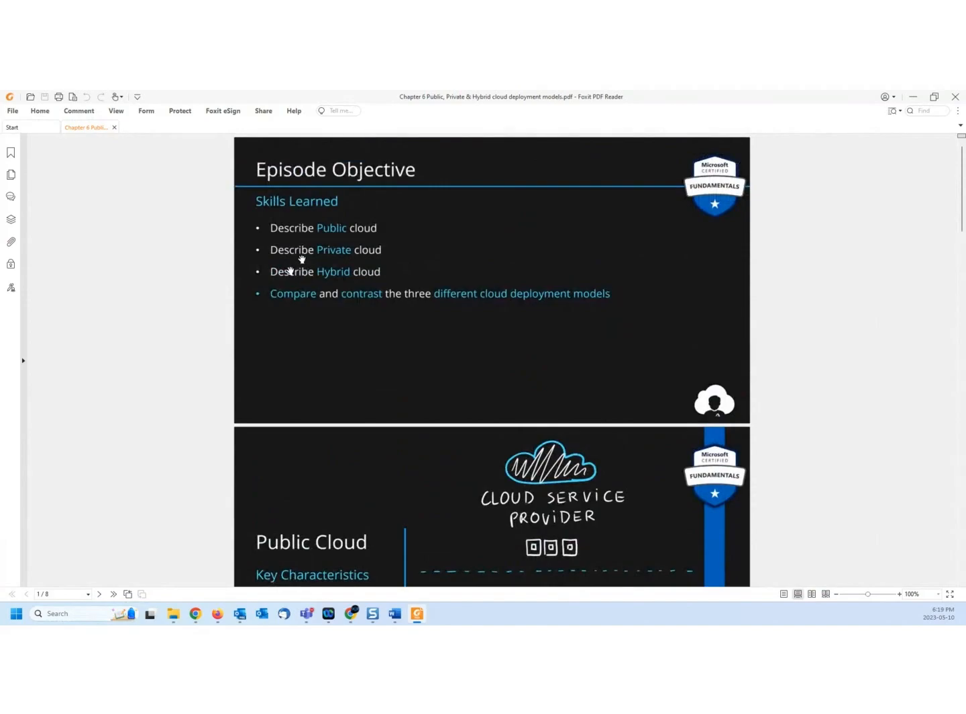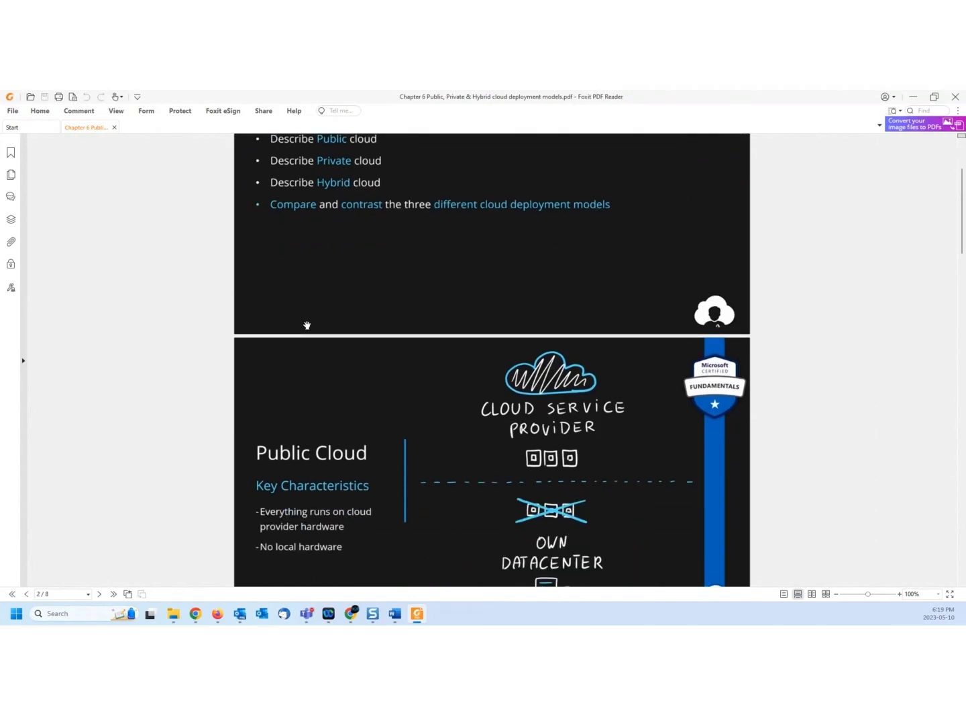So there are three types of clouds that we need to discuss today. Public cloud, private cloud, hybrid cloud, and we're going to cover all of these. So what is public cloud?